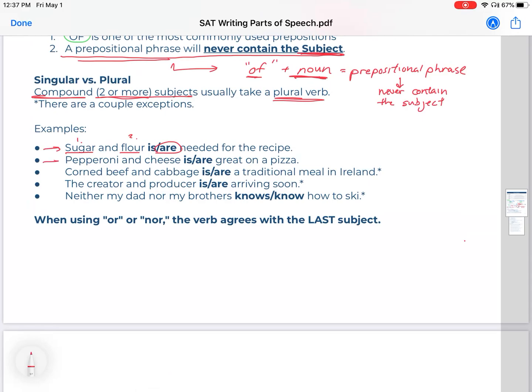The next example says pepperoni, first subject, and cheese, second subject. So it's also are great on a pizza. But the next example is where it gets a little bit tricky. It says corned beef and cabbage.